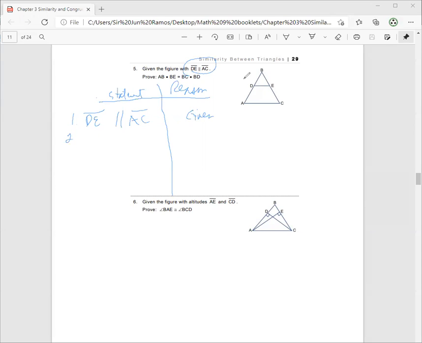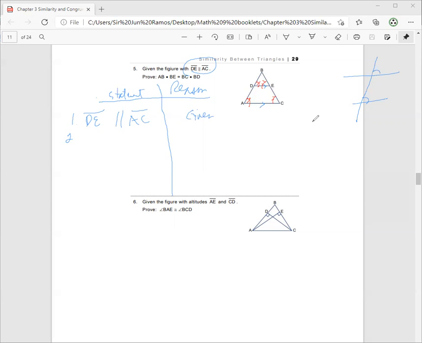Now, what are the implications? If DE is parallel to AC, I'll make this marking here, DE is parallel to AC, you will notice that if two lines are parallel, again, these corresponding angles are congruent. Okay, so that will be what we say. Therefore, here in the drawing, this should be congruent to this one. And also, this angle will be congruent to this.